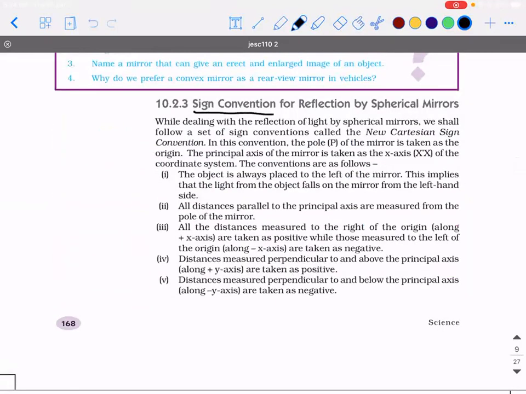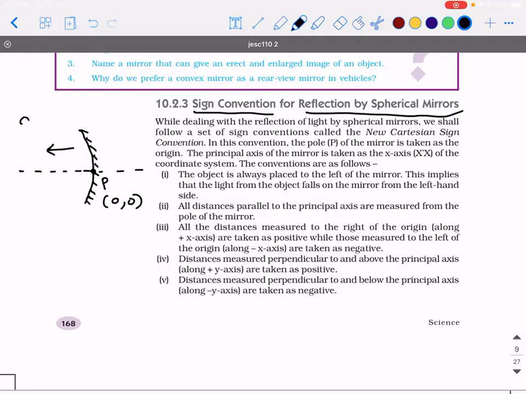So write down the heading as sign convention for reflection by spherical mirrors. Listen. So if I take any mirror, we know that the reflecting surface should always face the left-hand side. So this mirror has a pole associated, right? So this pole is taken as the origin.